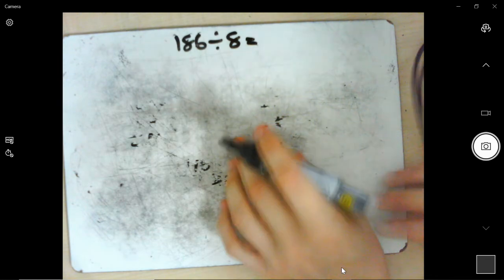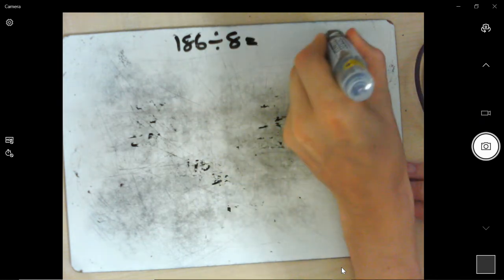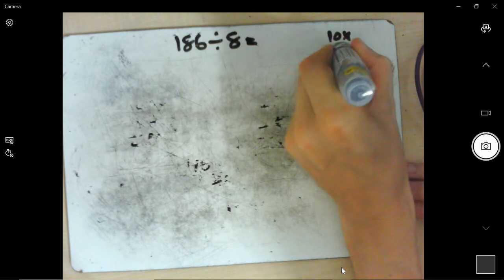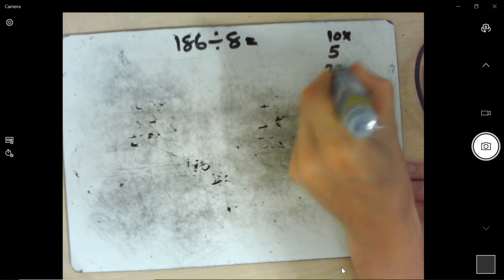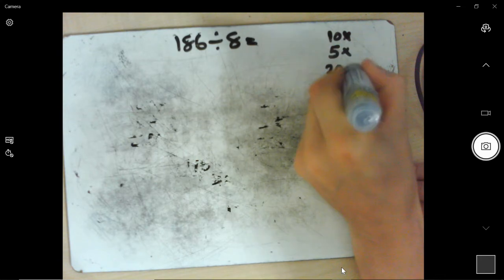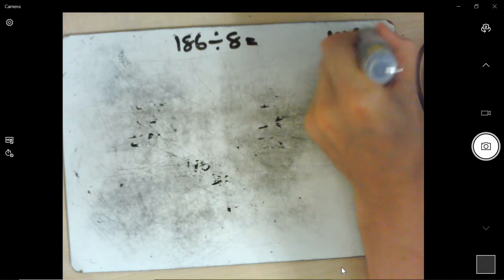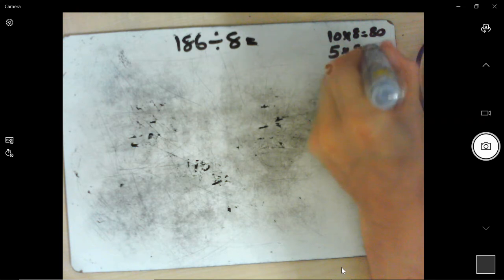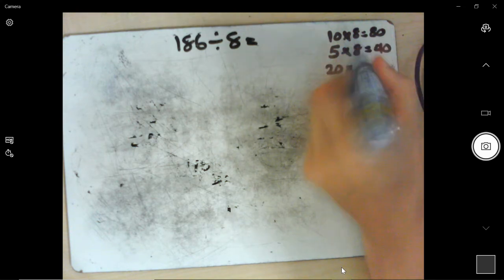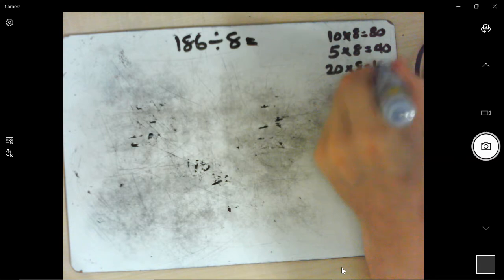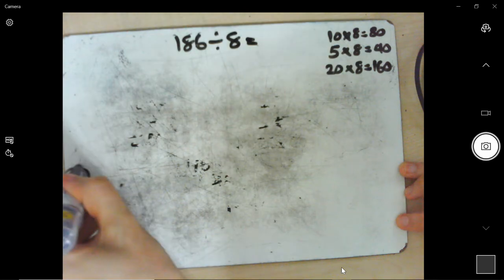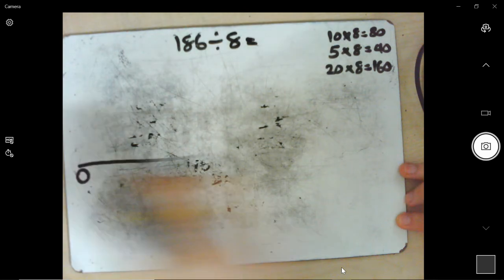Best thing that you can do is to write your facts down. I always like to do 10 times, 5 times, and 20 times. So 10 times 8 is 80. 5 times 8 is 40. 20 times 8 is 160. Number line.